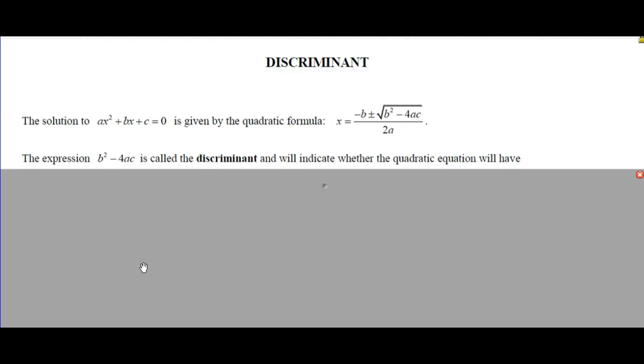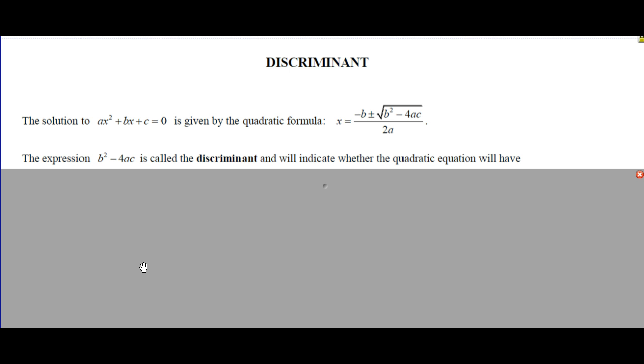The discriminant. The solution to x squared plus bx plus c is given by the quadratic formula, right? x is equal to negative b plus or minus the square root of b squared minus 4ac, all over 2a. Did anybody ask their parents? Anybody remember the quadratic formula? No, you didn't ask, did you?